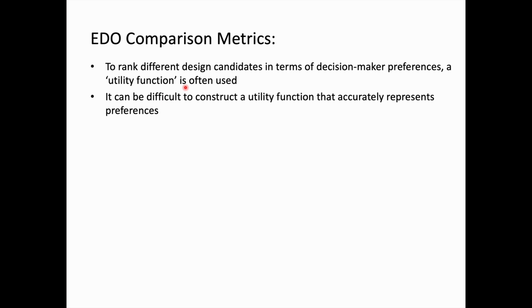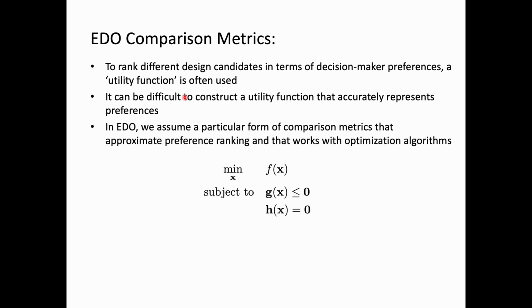In engineering design optimization, we've got to start somewhere. We've got to make some progress. So we have to make some assumptions here. And it may not be possible to have a perfect utility function. But here we're going to assume that it's possible to rank our designs using this formulation where we have constraints and an objective function. So the objective function is a model, an approximation of the true utility function.